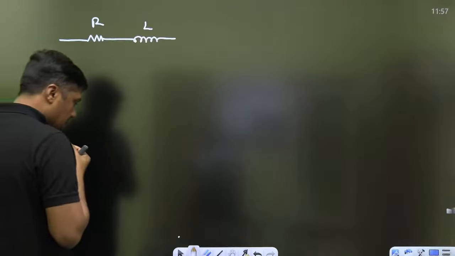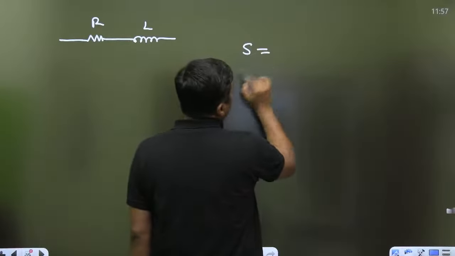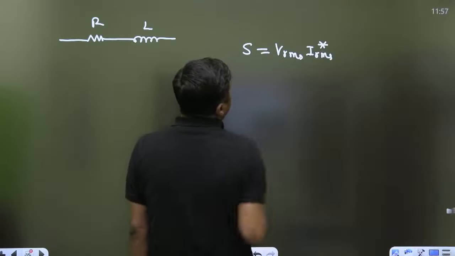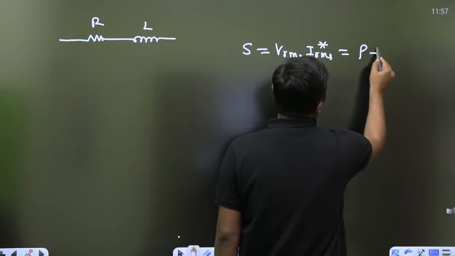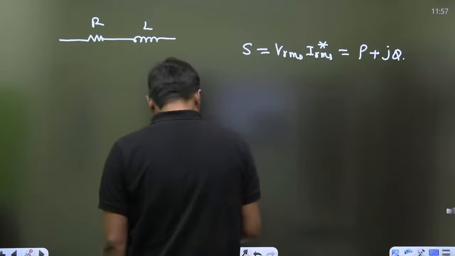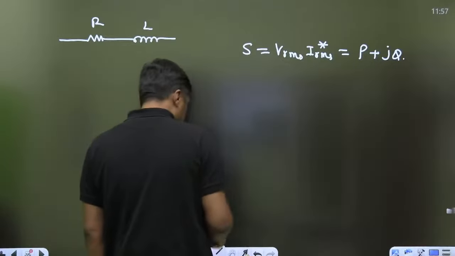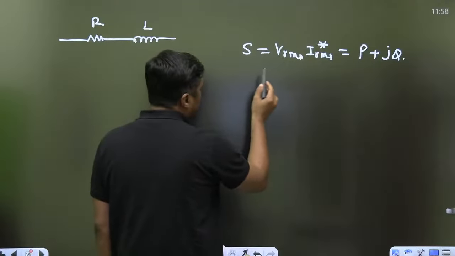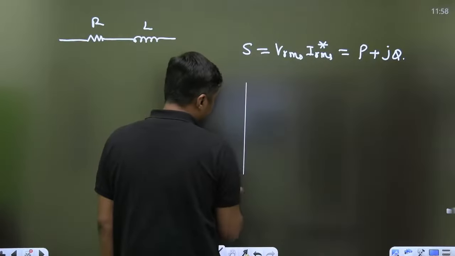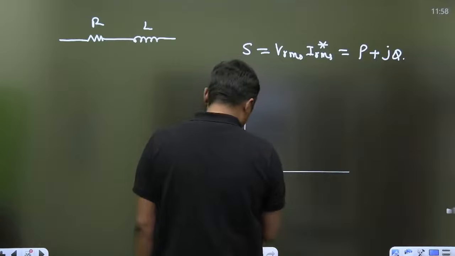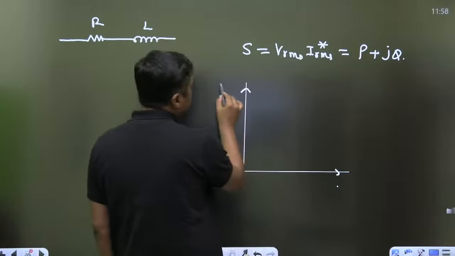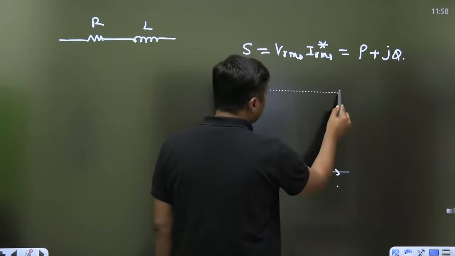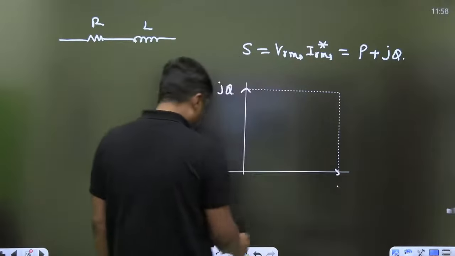Okay. Then, when we are saying S, this is called complex power. V RMS, I RMS complex conjugate of this, and that is given by P plus what? jQ. P plus jQ. So that is the case. Now P on real axis and jQ on what? Imaginary axis. This is P, and this is the jQ. This is in which quadrant? First quadrant. And now you are finding the resultant here.